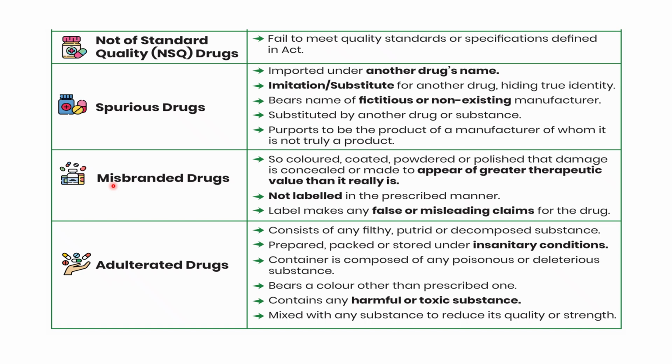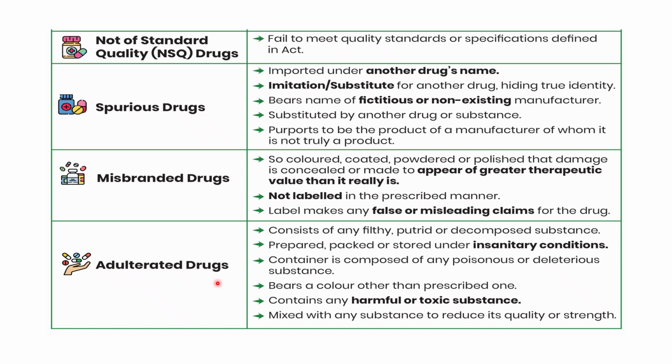So M for misbranded, M for misleading. Suppose cancer is there, so cancer is also a Schedule J disease. So if some medicine is saying we can cure the cancer 100%, that is misleading information, right? So that will also come under misbranded drug. Not label, make any false or misleading claims.